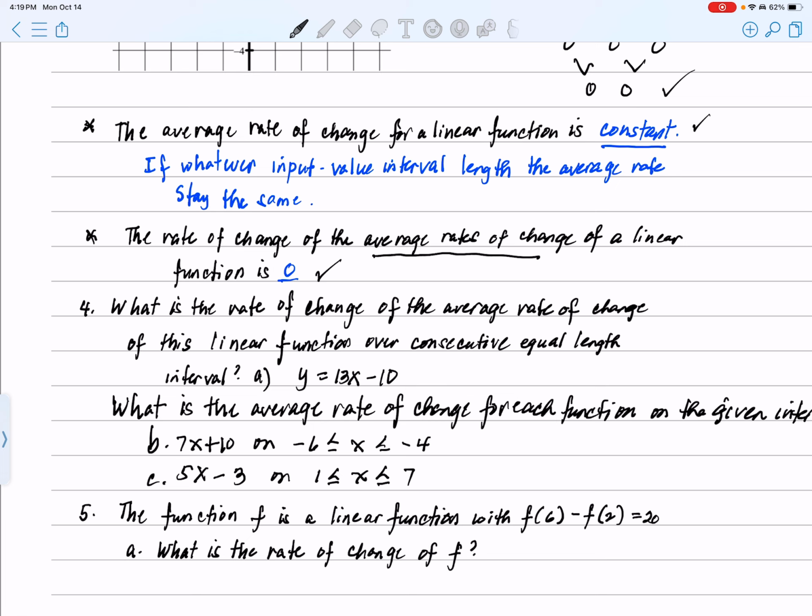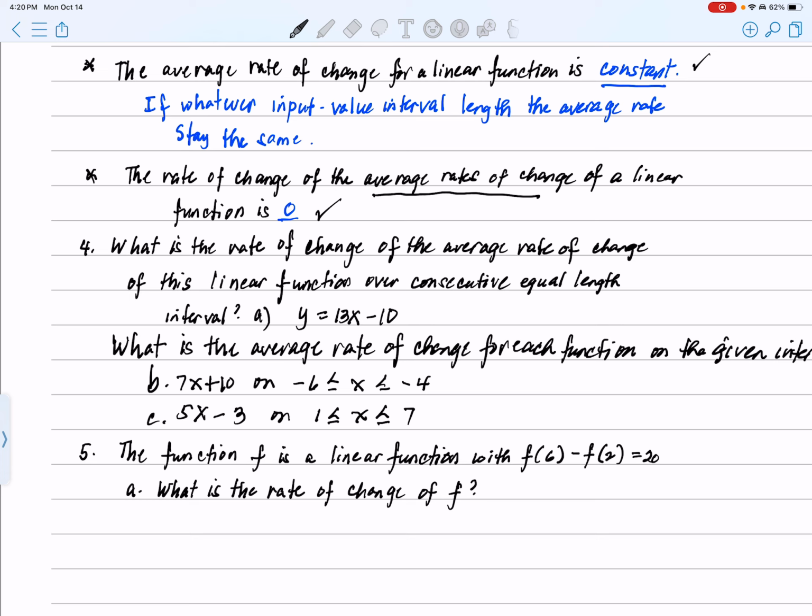Okay. Let's put that into application. Let's apply that the rate of change would become 0, and the rate of change is constant. All right, let's do question 4. What is the rate of change of the average rate of change of this linear function over consecutive equal length intervals?